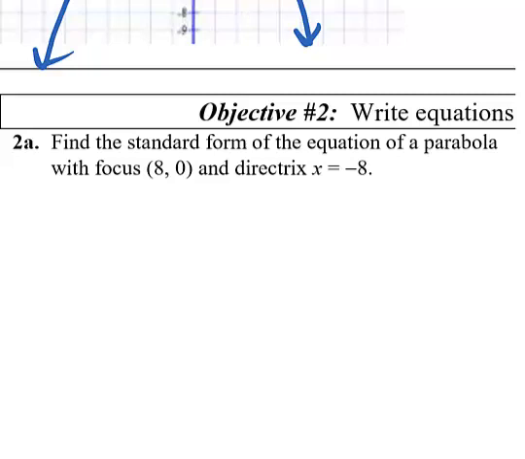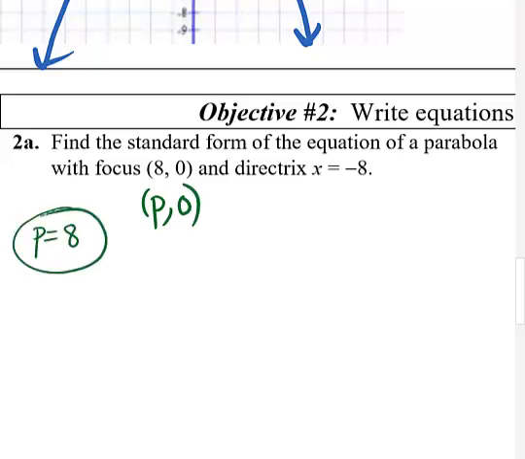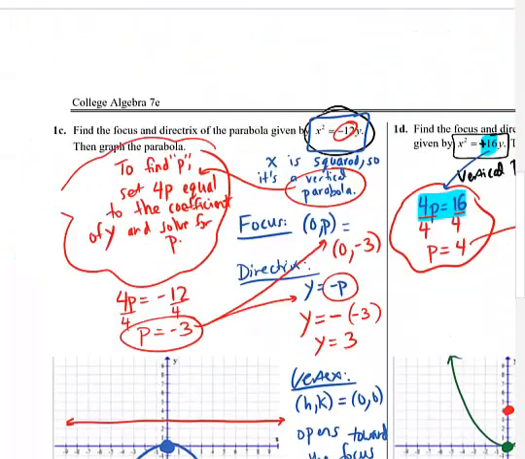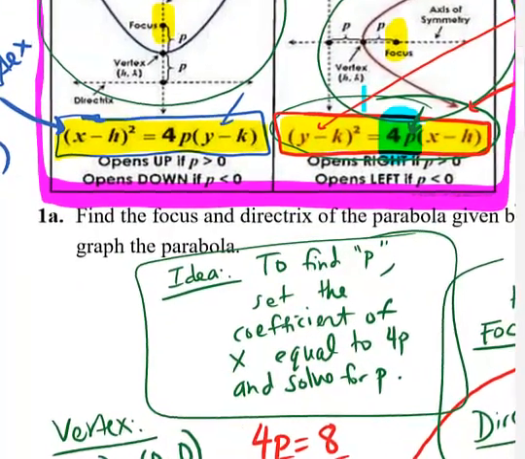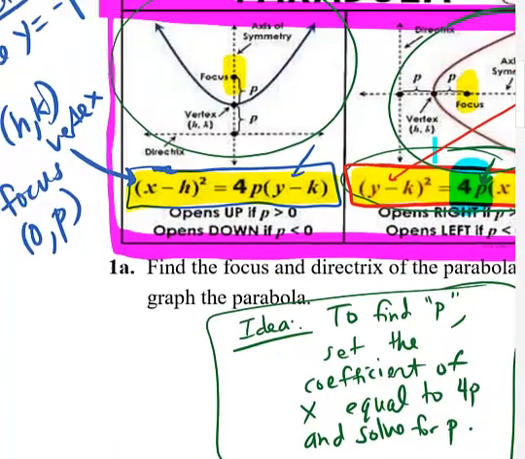This first one says, find the standard form of the equation of the parabola with focus 8, 0. So we know p must be 8, first of all. So I know that I can fill in p with 8 in one of the original general equations, one of those highlighted in yellow way up here. But to figure out which one I use, the one on the left or the one on the right, I need to figure out if this is a vertical or a horizontal parabola.